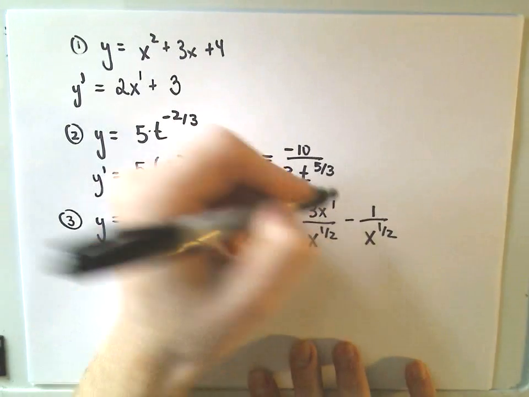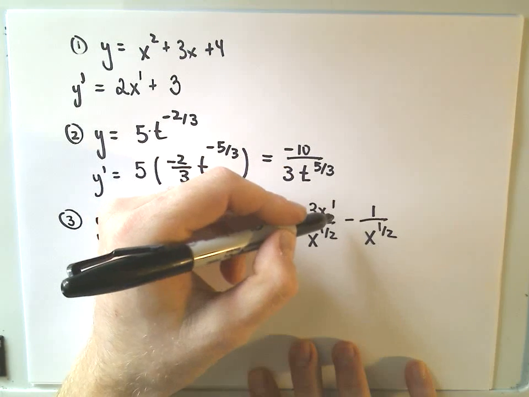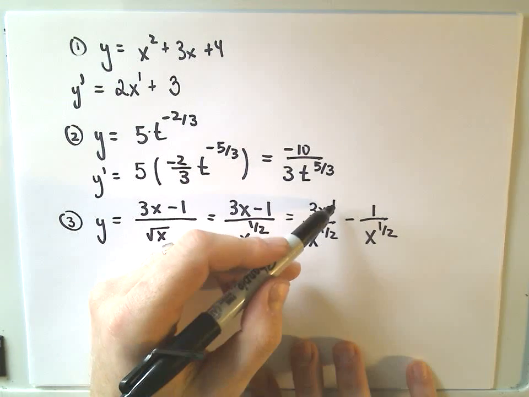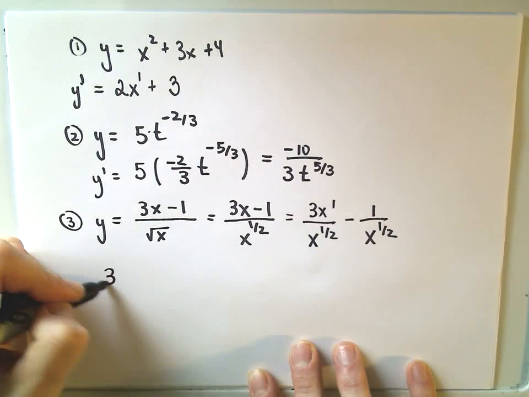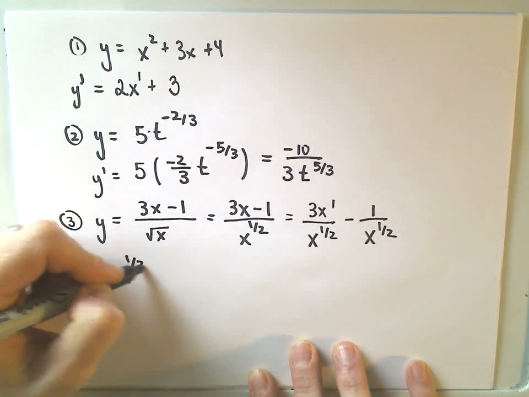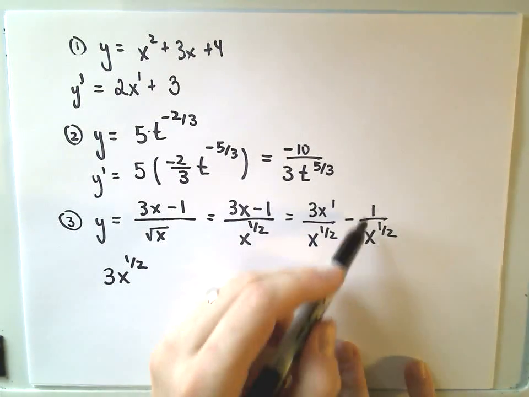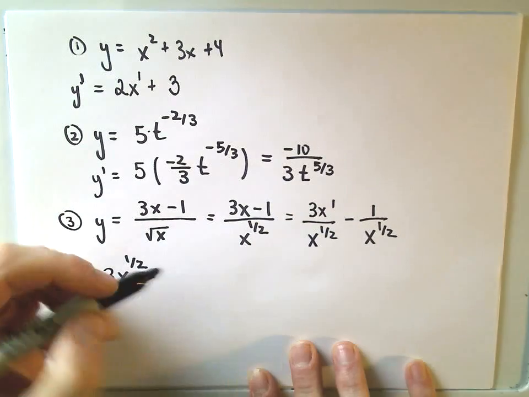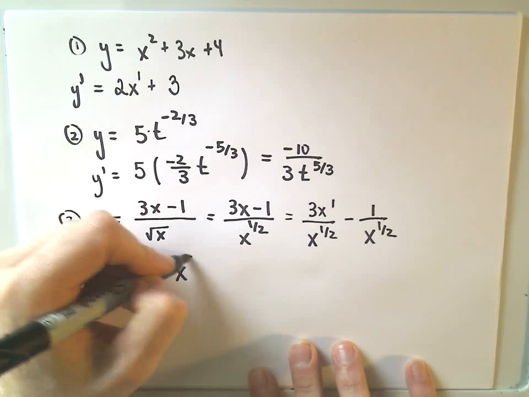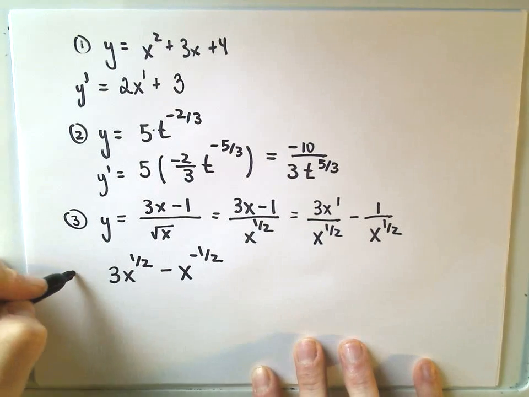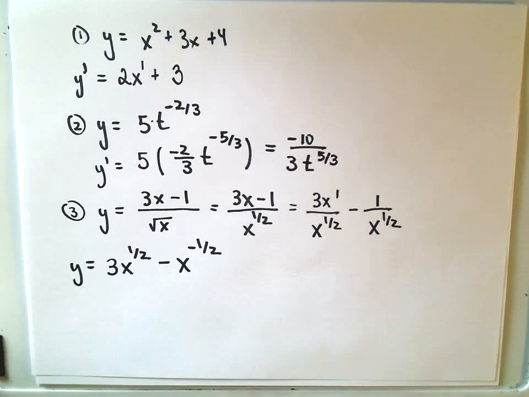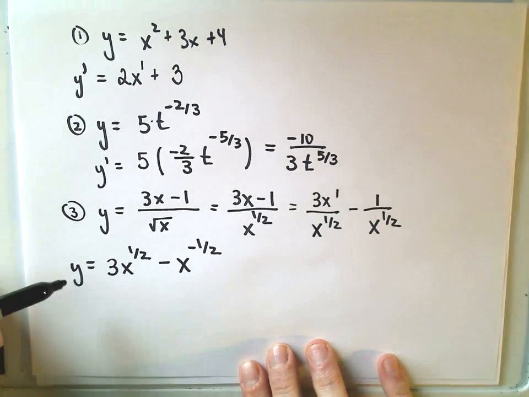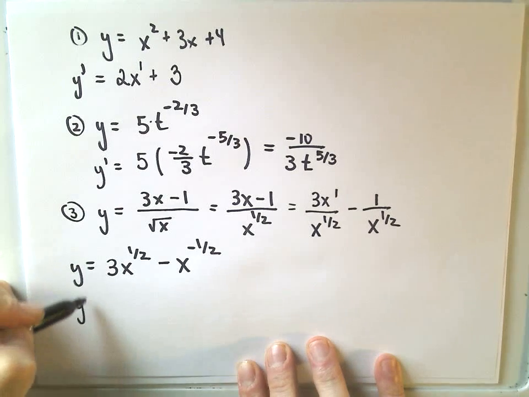And now we have like bases. I have x to the first on top. I have x to the 1/2 on the bottom. I can subtract my exponents. 1 minus 1/2 would be simply 3x to the 1/2. To take the derivative of the 1 over x to the 1/2 part, we'll move the x to the 1/2 upstairs and change the sign on its exponent. So notice we haven't done any derivative yet. All we're doing is just algebra, just rewriting it at this point, trying to put it in a good form. So now we'll take the derivative.